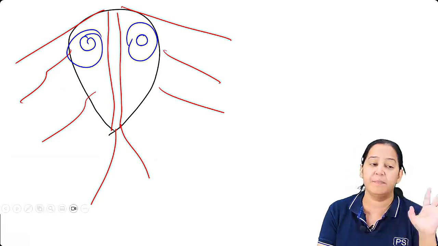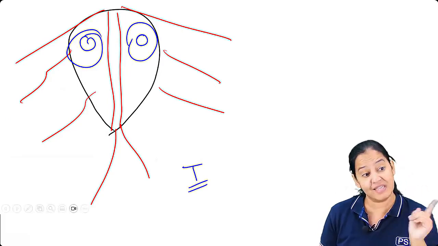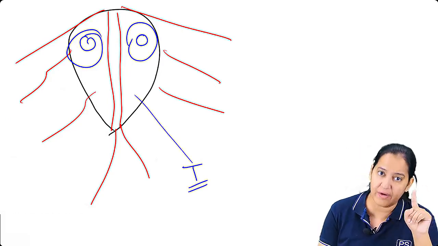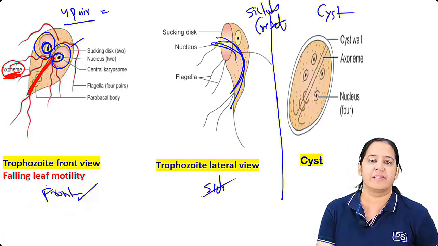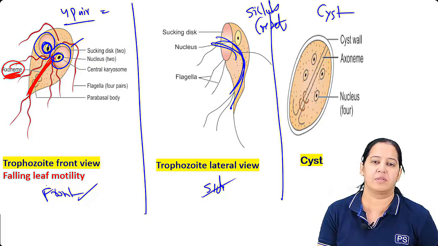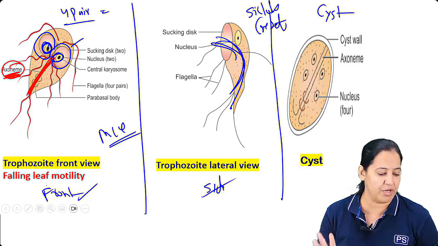Till now, all the trophozoites I have taught, the trophozoite is always uninucleate. Yes, the cyst was quadrinucleate, but here the trophozoite is binucleate. Please appreciate there are two nucleus. So MCQs come on this, and it's a spotter image. Spotter image always comes for image based questions.